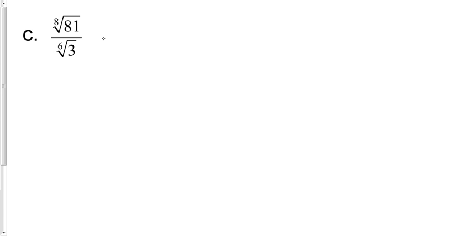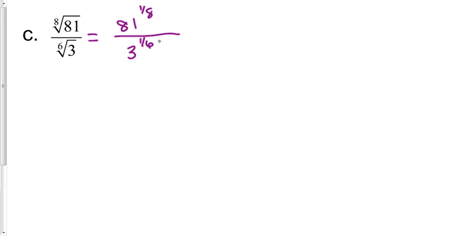Well, you might want to change these into rational exponents to start. So what's the 8th root really mean? Well, that means the 1/8 power. So I've got 81 to the 1/8 power over 3 to the 1/6 power. So we're rewriting first into rational exponents. The next thing you want to do in order to simplify a fraction here, really anything using the laws of exponents, you typically need a common base.